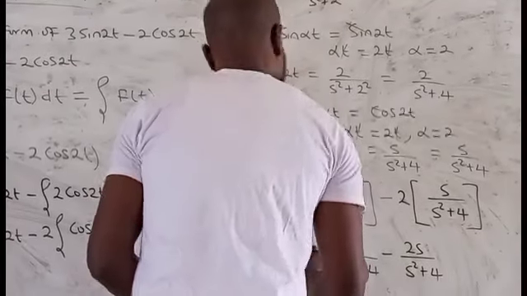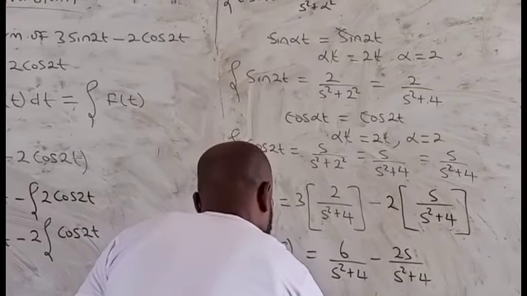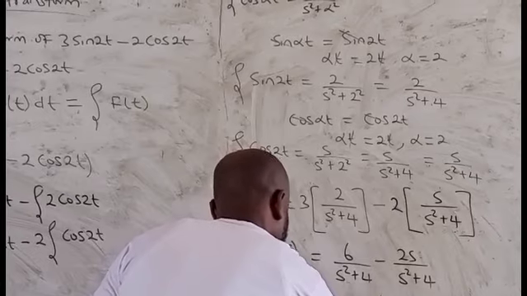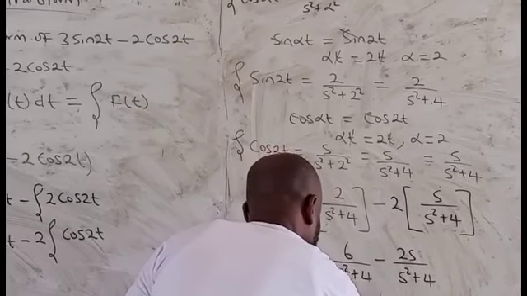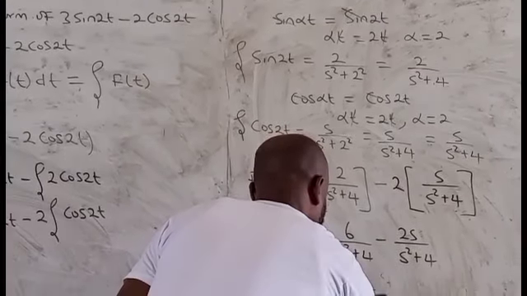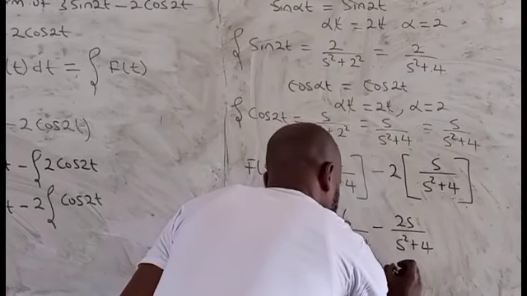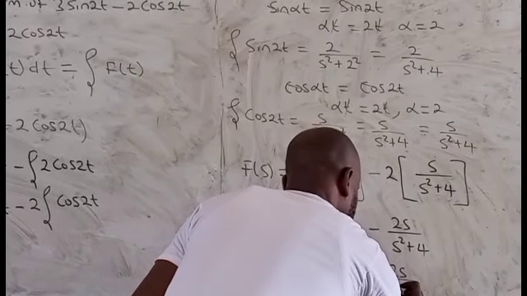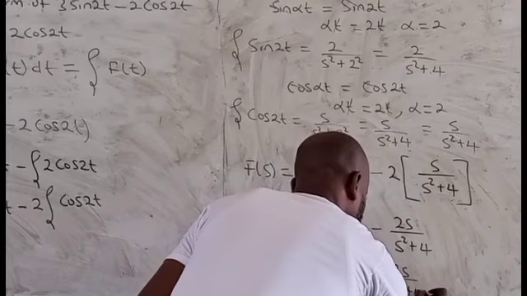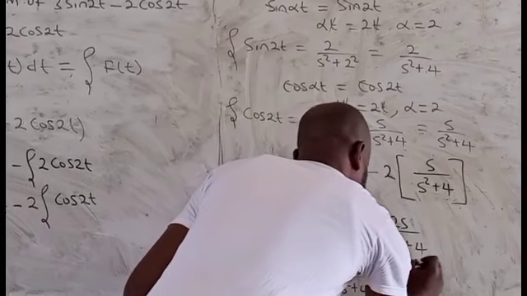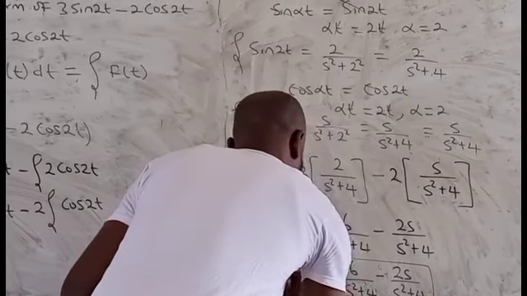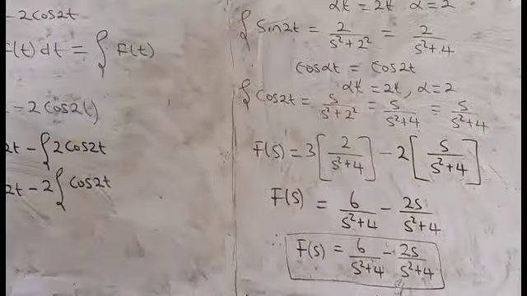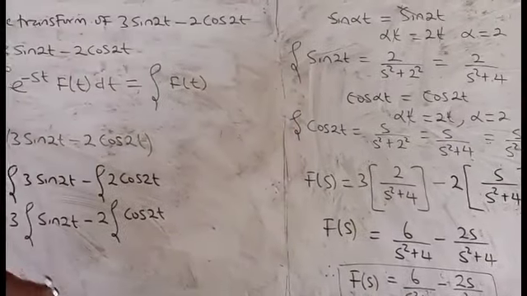So therefore, your f of s will give you 6 over s squared plus 4, minus 2s over s squared plus 4. That's the final answer.